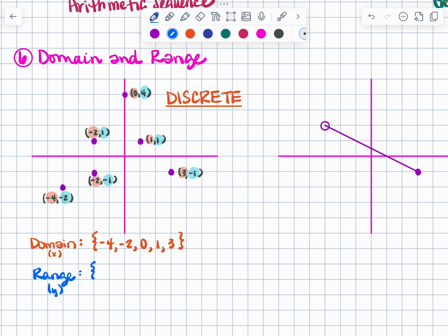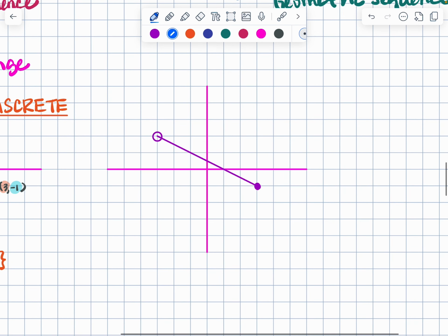Range is always from low to high because it's least to greatest. So when you're doing range, it's always from bottom to top. My lowest y value is -2. My next lowest y value is -1, which appears twice, but I just write it one time. And then my 1s appear twice, but I'm only going to write them once. And then my 4 up top. Those are my y values from least to greatest. This is how we're going to do domain and range from a graph. Now that's only if my data is discrete.